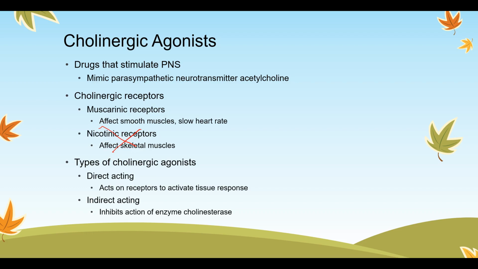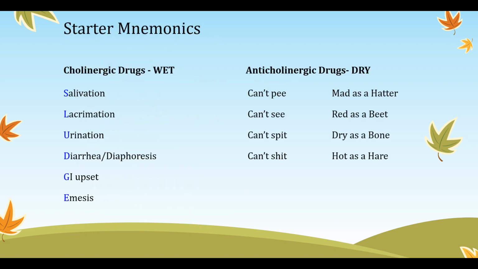So there's two types of cholinergic agonists, there's direct and indirect. Direct means it acts on the receptors to activate the tissue response. Okay, and then there's indirect acting. It works with cholinesterase, that's what it is. Inhibits the action of the cholinesterase. Just understand that there's two types. You don't have to memorize, but just know that cholinergic receptors, we have muscarinic receptors. There's nicotinic, but know the muscarinic receptors, and it works with acetylcholine. That's really important to know.